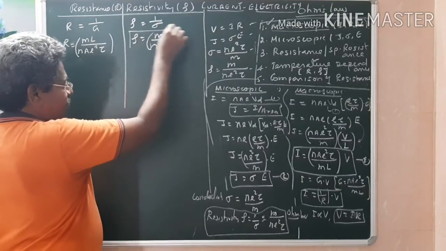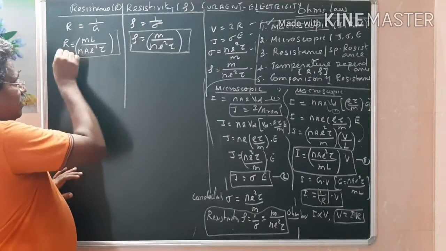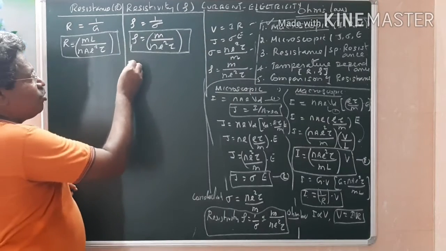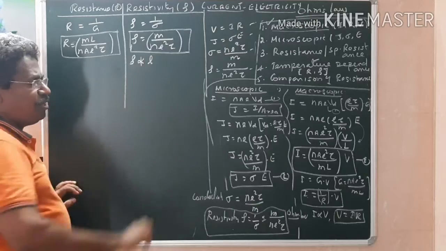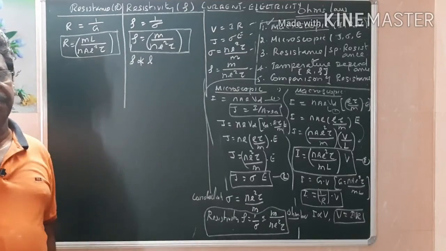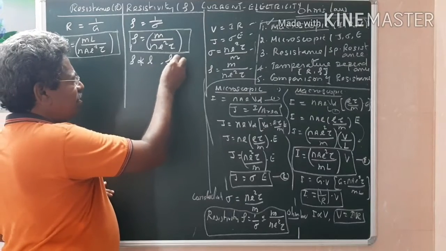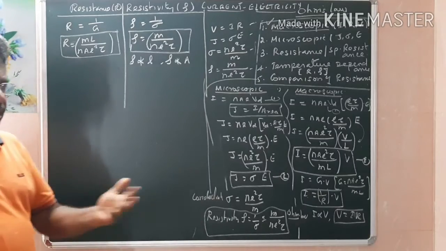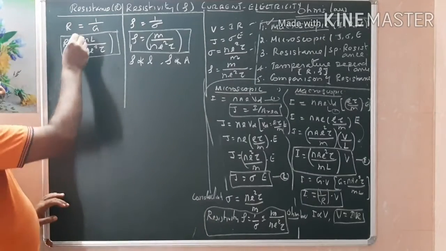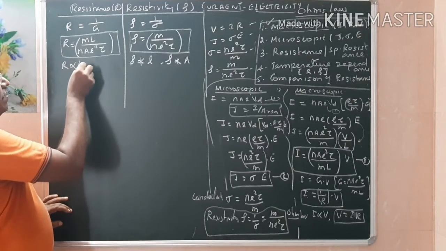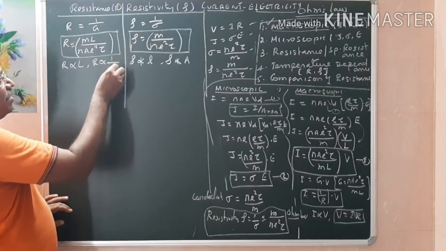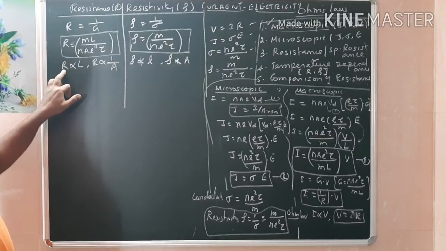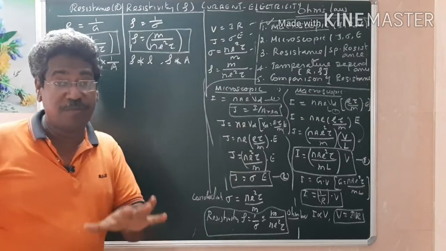Remember, there is no term for A and L. That means this specific resistance rho does not depend on L. Even if you increase the length of the wire, the value of rho will not change. This resistivity rho does not depend on area because there is no term in area. It will not vary whether you increase or decrease the area. Similarly here, the resistance depends on length and is inversely proportional to area. That means when the area changes, the resistance of the wire will change. When the length changes, the resistance of the wire changes, but this will not change. This is very, very important.